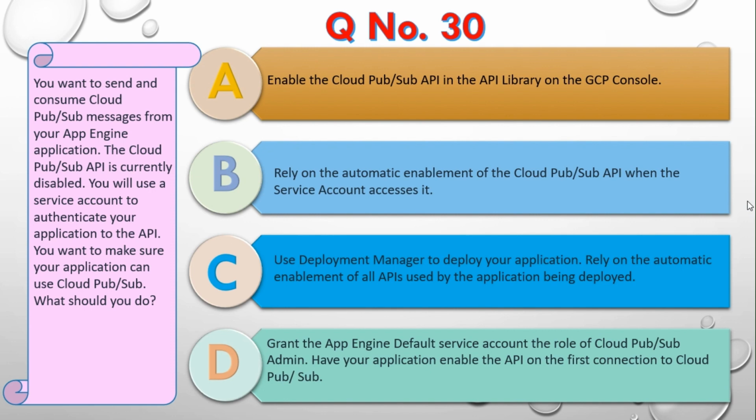B. Rely on the automatic enablement of the Cloud Pub/Sub API when the service account accesses it. C. Use the Deployment Manager to deploy your application. Rely on the automatic enablement of all APIs used by the application being deployed. D. Grant the App Engine default service account the role of Cloud Pub/Sub admin. Have your application enable the API on the first connection to Cloud Pub/Sub. Option A is the correct answer.